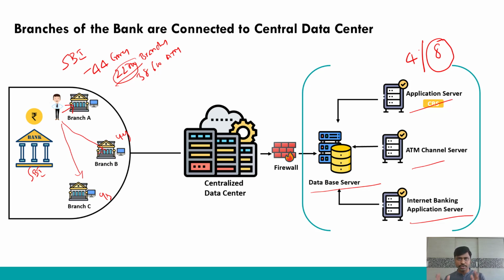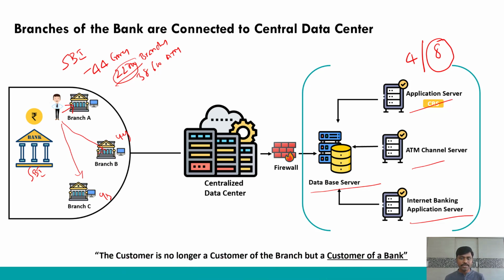Before getting further, you understand the context, right? All these branches are connected to the centralized data center where you will have a large number of computer servers which are connected through networks. Due to this architecture, that customer is able to visit any of the branches and get the required services. This makes the customer no longer a customer of the branch, but a customer of the bank. As they all access the centralized data center, each branch has the same level of information.